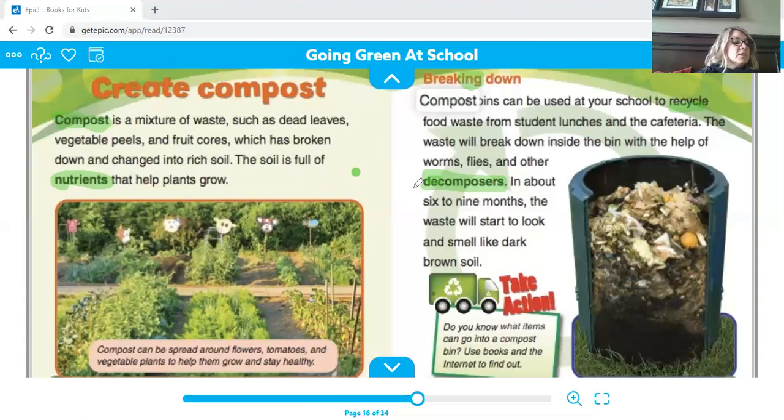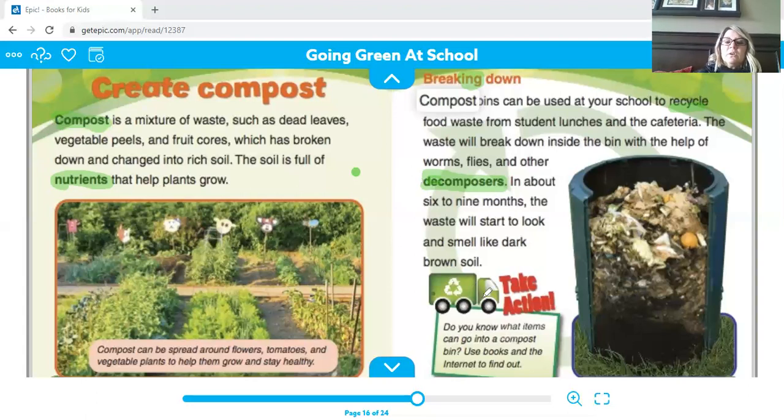So the decomposer is the person who would remove or undo parts, because compose is a part of something. So the people, or the thing, that is undoing the parts, which the parts are probably the compost you see there in that picture, right? That would help us with context clues. They would be the worms and the flies and the other things that would do the decomposing, right? In about 6 to 9 months, the waste will start to look and smell like dark brown soil.